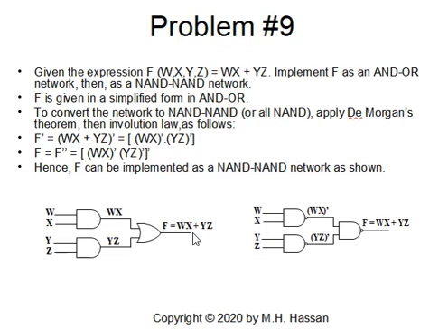Now, if we use De Morgan on the function F, we will generate F prime and F, which will give me all NAND gates. So (WX)'(YZ)', all prime. So AND-OR is equivalent to NAND.